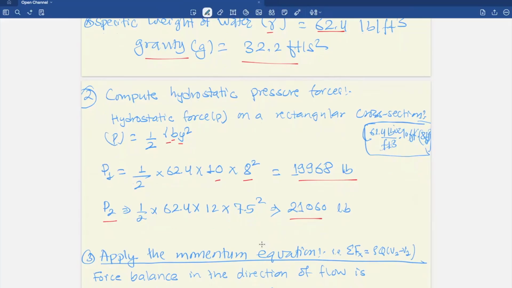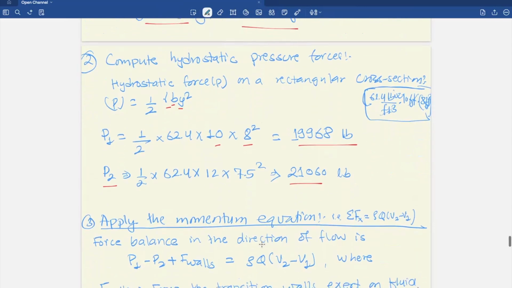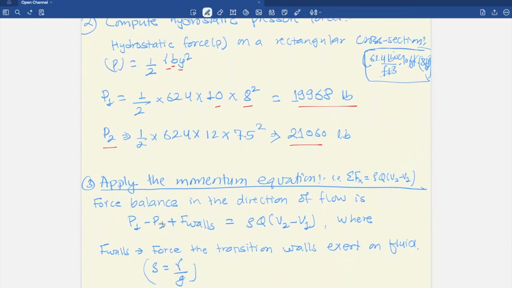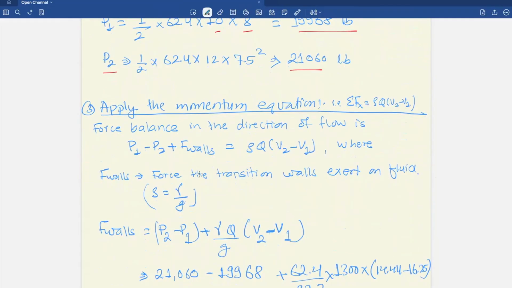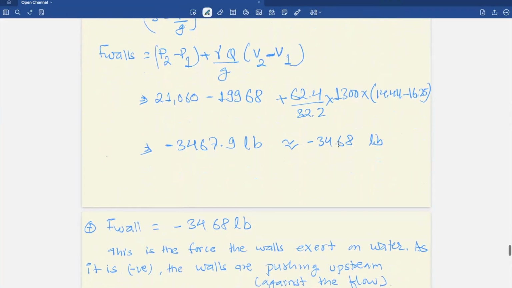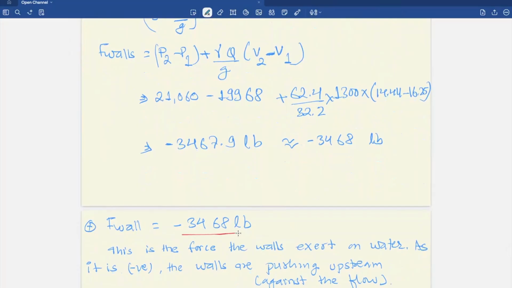Now let us apply the momentum equation. So we will be using the force balance in the direction of flow from left to right. So P1 minus P2 plus F walls. I have chosen this as plus, and I will explain why. This F walls tells me the force the transition walls exert on the fluid, and this density is equal to rho by g. And when we solve, we get F wall is equal to minus 3468 lb.